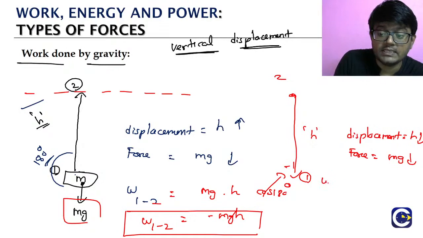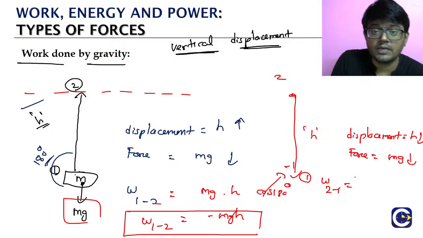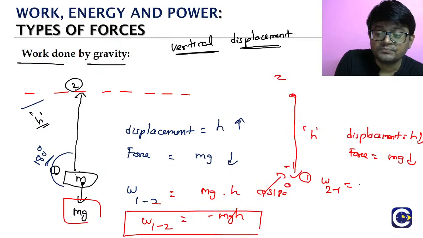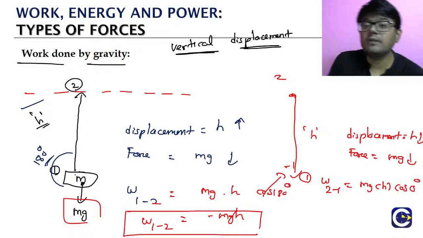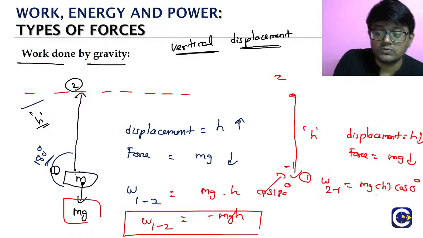Then what is the work in this case? Point 2 we are moving it up to point 1. So work will be what? Force into displacement into, what is the angle between the force and displacement? Displacement is downwards, force is also downwards. So the angle between them is what? 0. So cos 0 will come. So what is this? mgh.